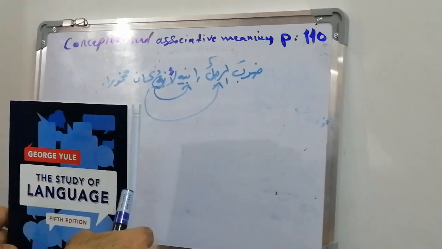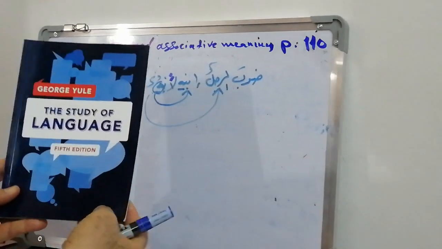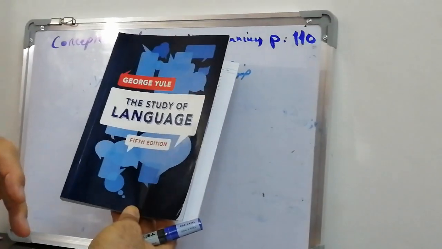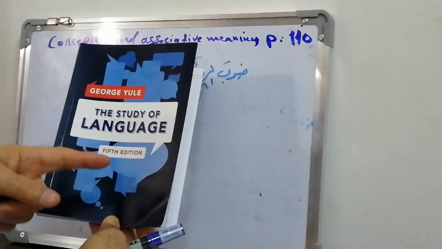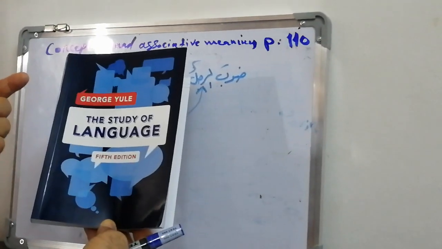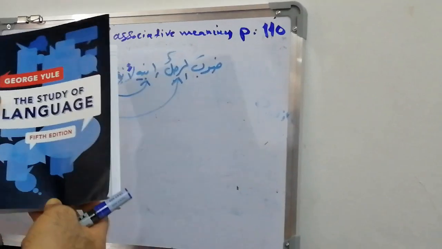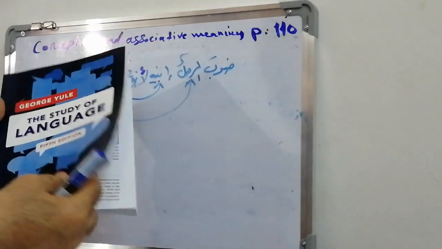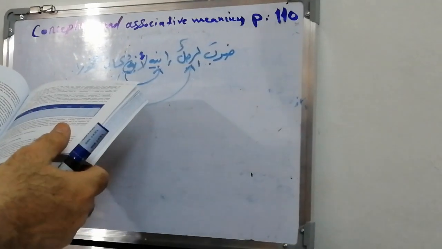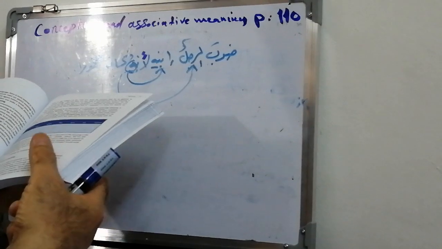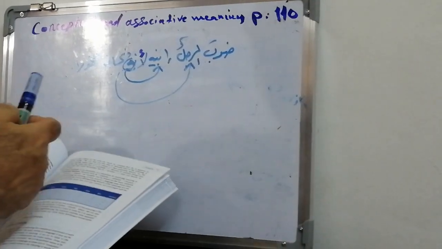Before I start, I'd like to attract your attention to something. The book is this book, George Yule, The Study of Language, 5th edition. And yesterday, when I mentioned the page number 96, I meant in this book, George Yule, which I told you about before the coronavirus disease. This is the first point.